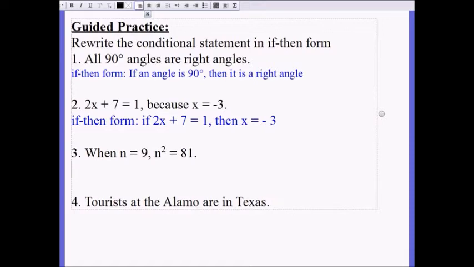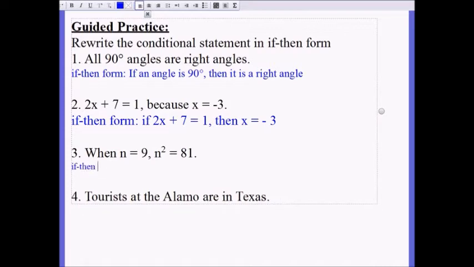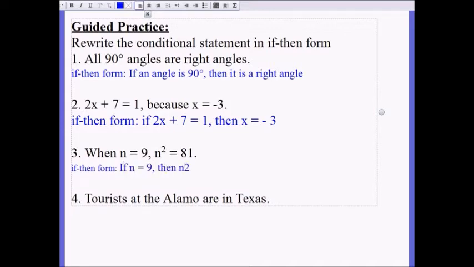Okay. So instead of saying when n equals 9, n squared is equal to 81, let's say the if-then form. If n equals 9, then n squared equals 81. Let's go ahead and put that in superscript.